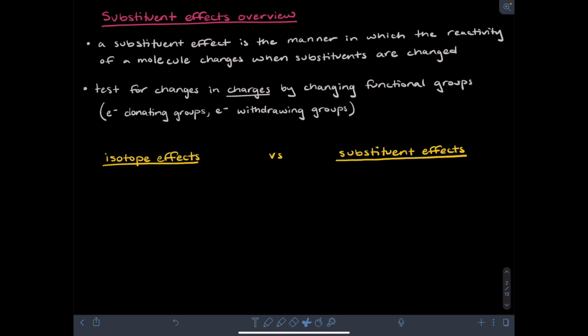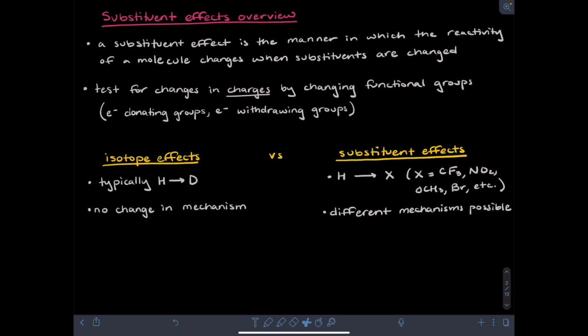I want to compare substituent effects to isotope effects. In the case of isotope effects, you're usually swapping out a hydrogen for a deuterium, whereas for substituent effects, you're swapping out a hydrogen for some other group, X.